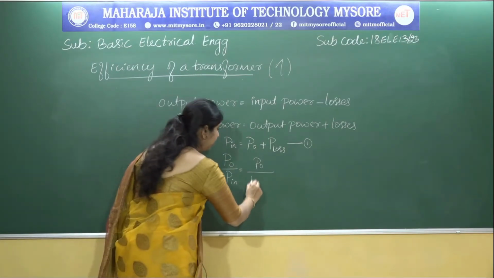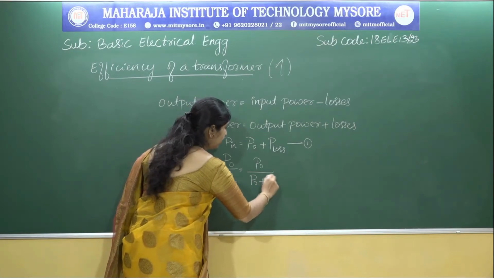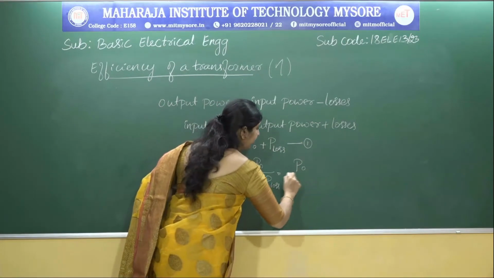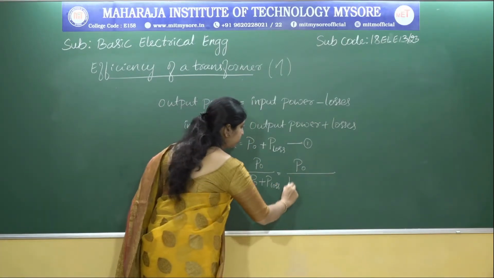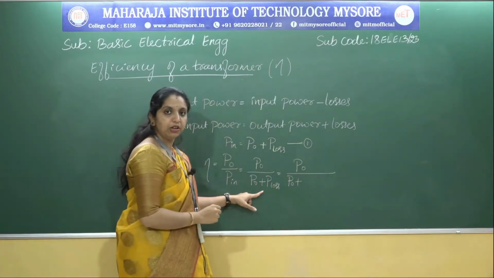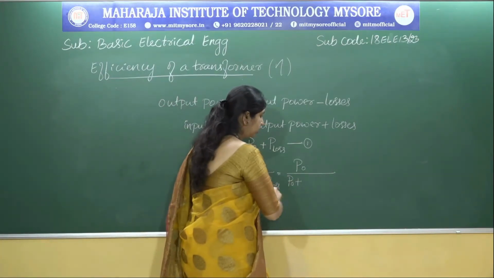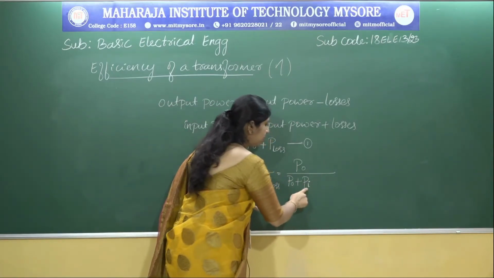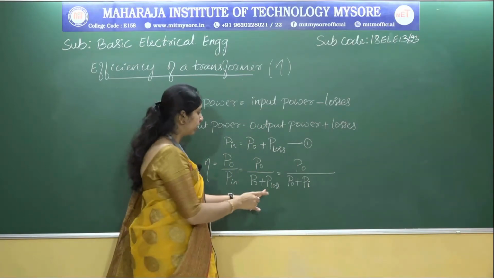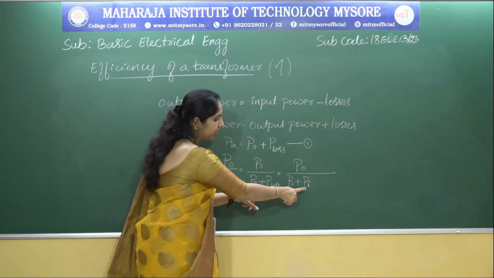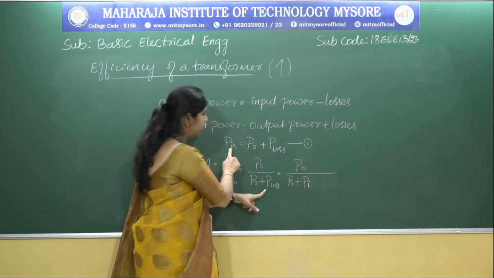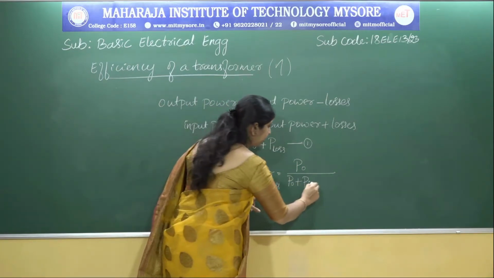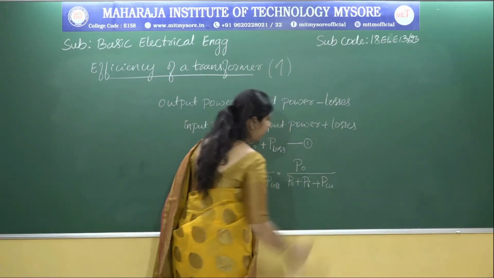Substitute equation 1 in the efficiency equation. What is P in? P in is equal to P naught plus P loss. So in the next step we can write it as P naught divided by P naught plus P loss, and P loss is a summation of two different losses. One is iron loss, which we represent as Pi. Don't get confused between P in and Pi: Pi is the iron loss and P in is the input power. The other is the copper loss, PCU.